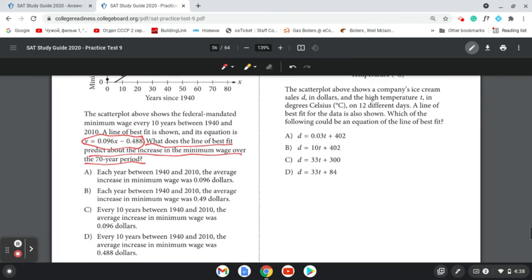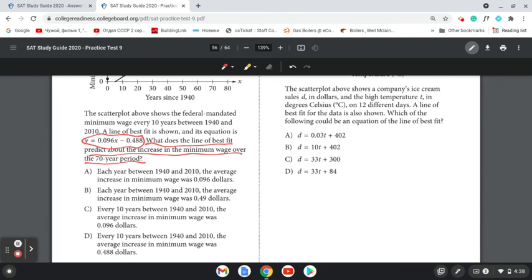Now I'm starting to read the statements that I have to select my answer from. Each year between 1940 and 2010, the average increase in minimum wage was 0.096. This is actually true, right? The average increase is the average rate of change, which is the slope. Per the equation, that is true.